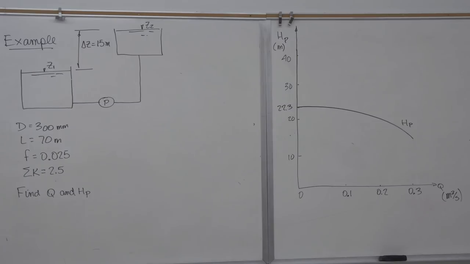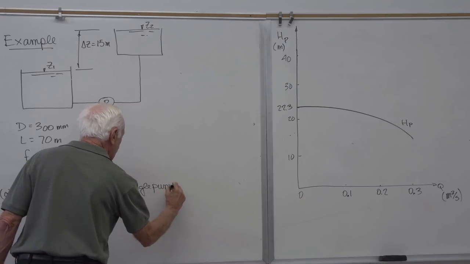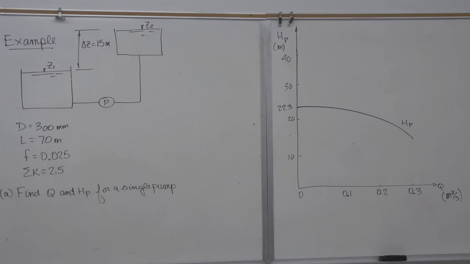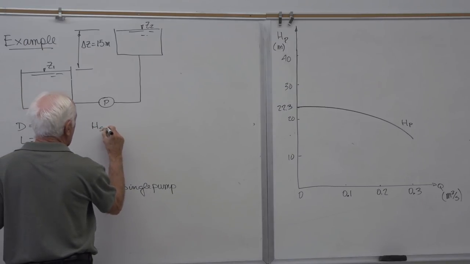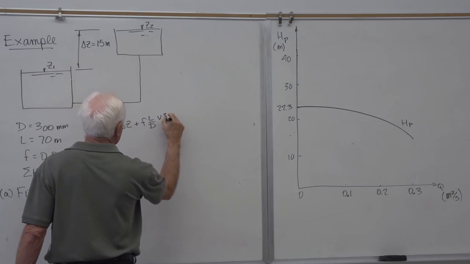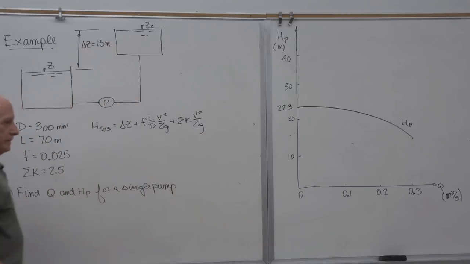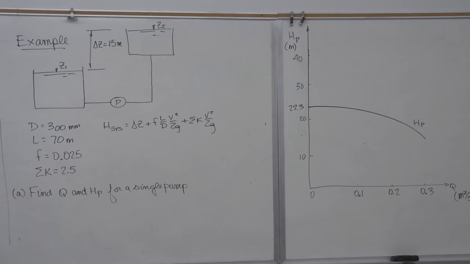Now, let's do part A, for a single pump. Here's the system curve: delta Z plus f L over D times V squared over 2g, plus the summation of K's times V squared over 2g. All the system curve depends on is how far apart the reservoirs' free surfaces are, how big the pipe is, how long it is, what it's made of, and the minor losses in the line: elbows, valves, entrances, exits, things like that.